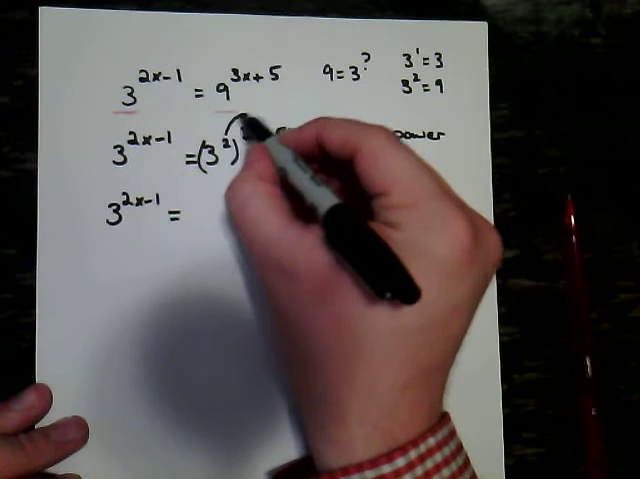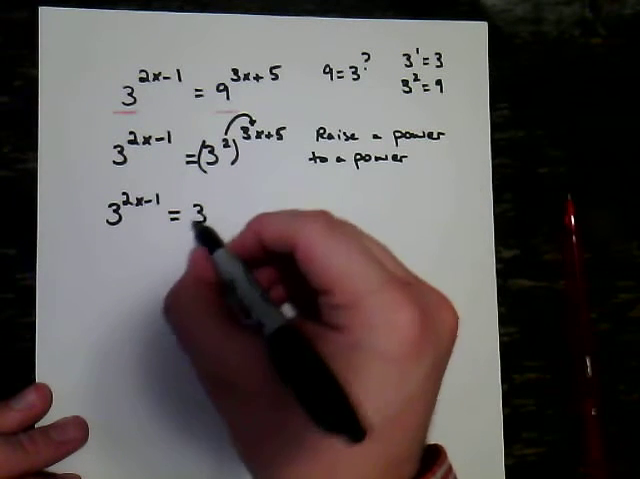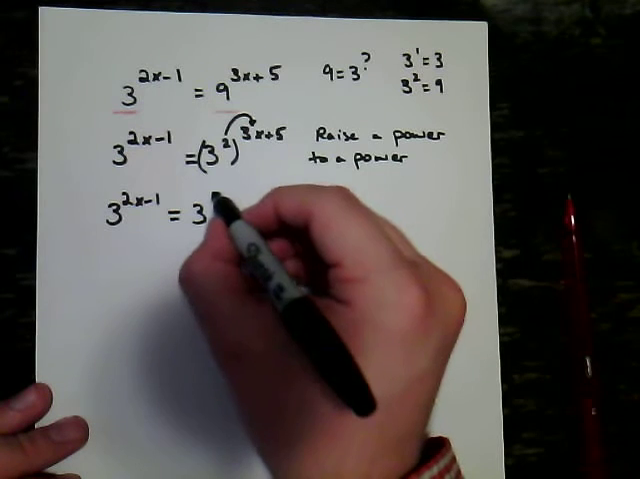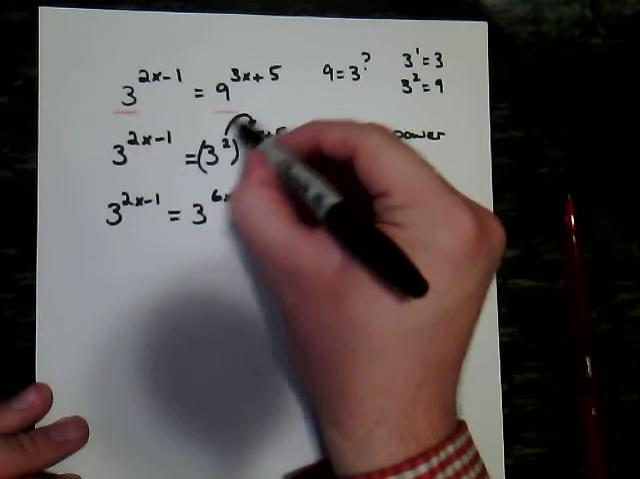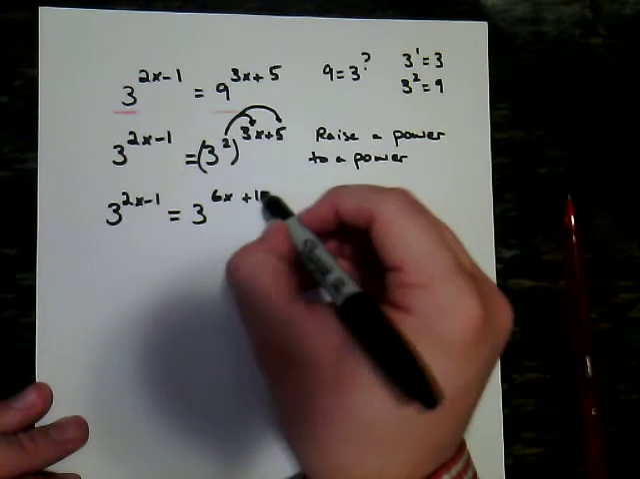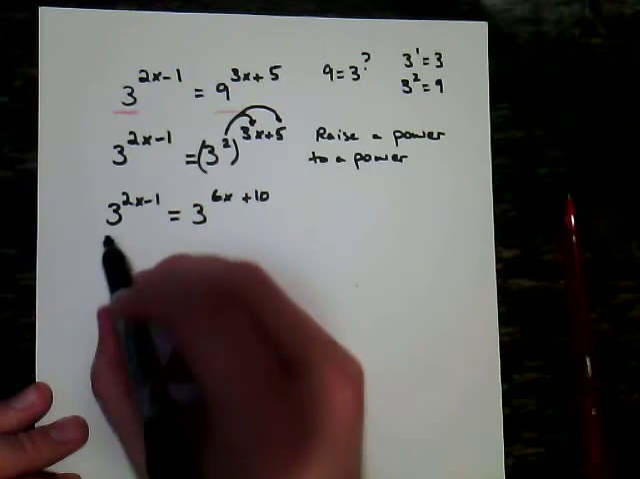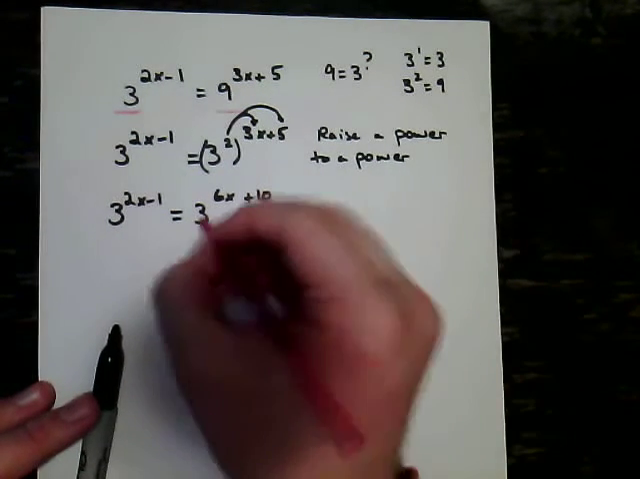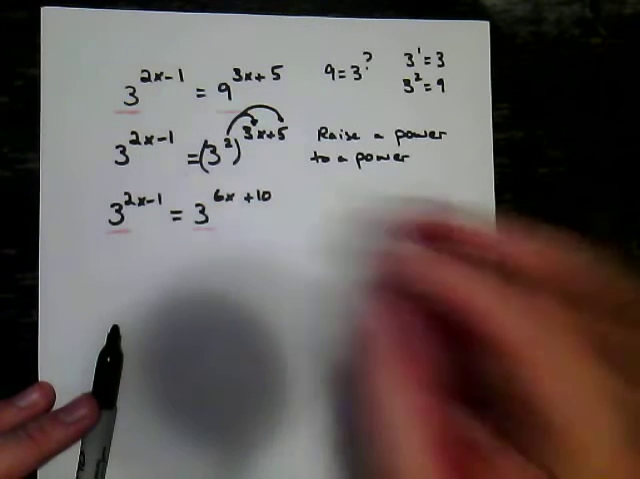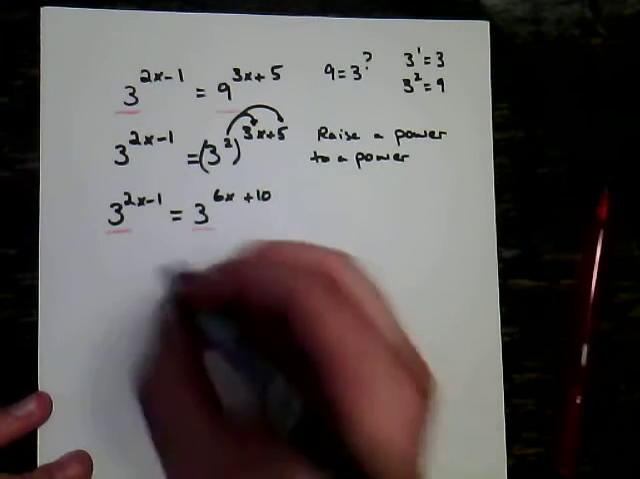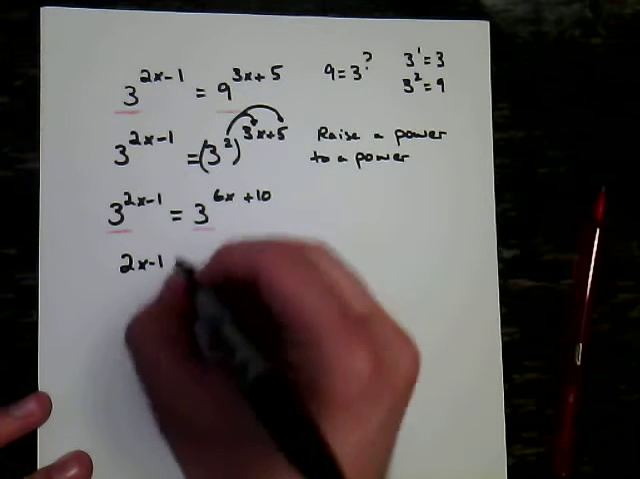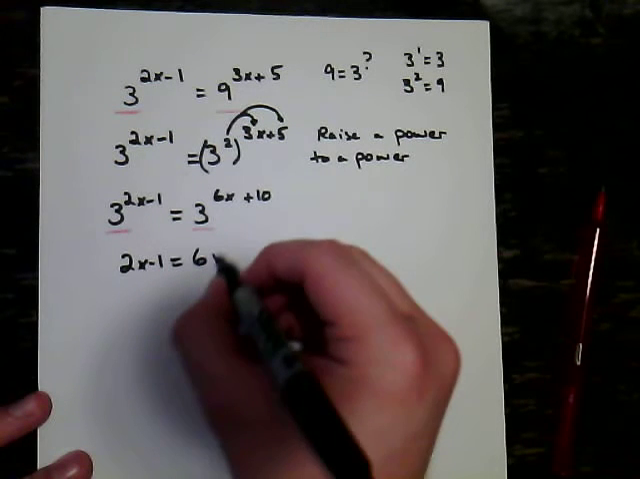Equals, you have to multiply that 2 by everything in our other exponents. We have 6x plus 10. Okay? So now we've got the same base. Go ahead and underline those. And we've got the same base now. So we are good to go. Those exponents have got to be the same. So we've got 2x minus 1 equals 6x plus 10.